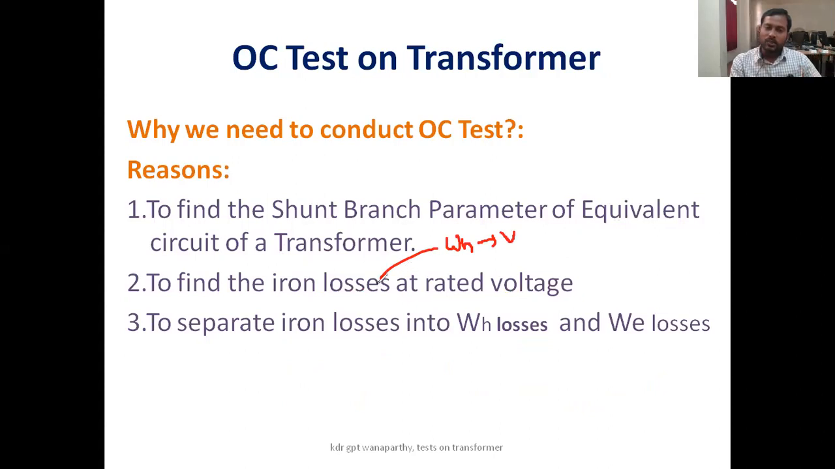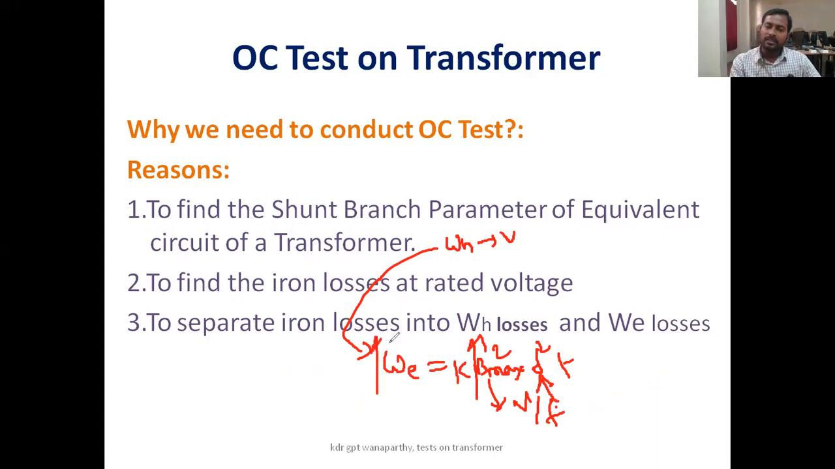So the next one is eddy current losses. Eddy current losses are K B max square F square T. Here B max is also nothing but V by F. If voltage and frequency are the variables, there is no current term in the eddy current losses formula. So if the voltage increases, B max increases, and eddy current losses increase.